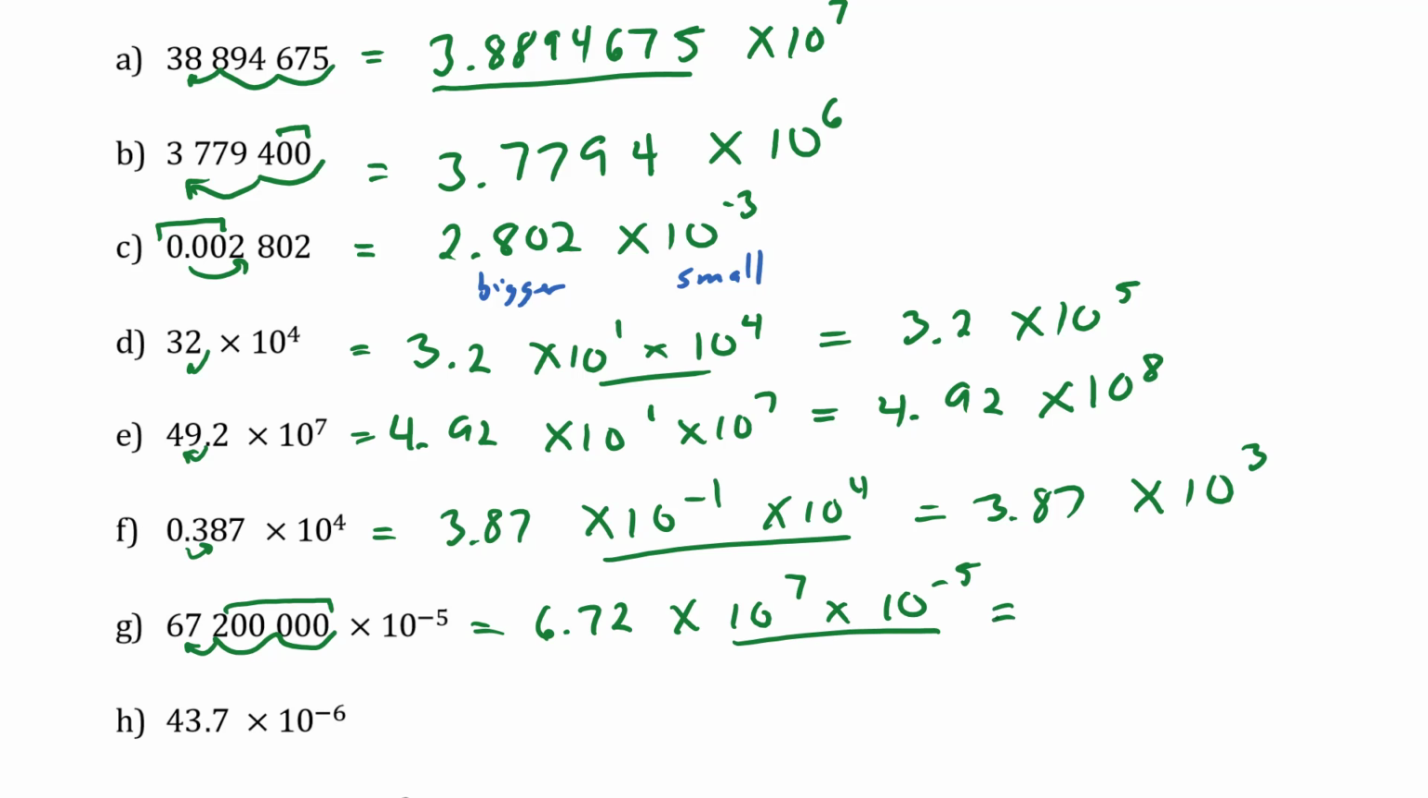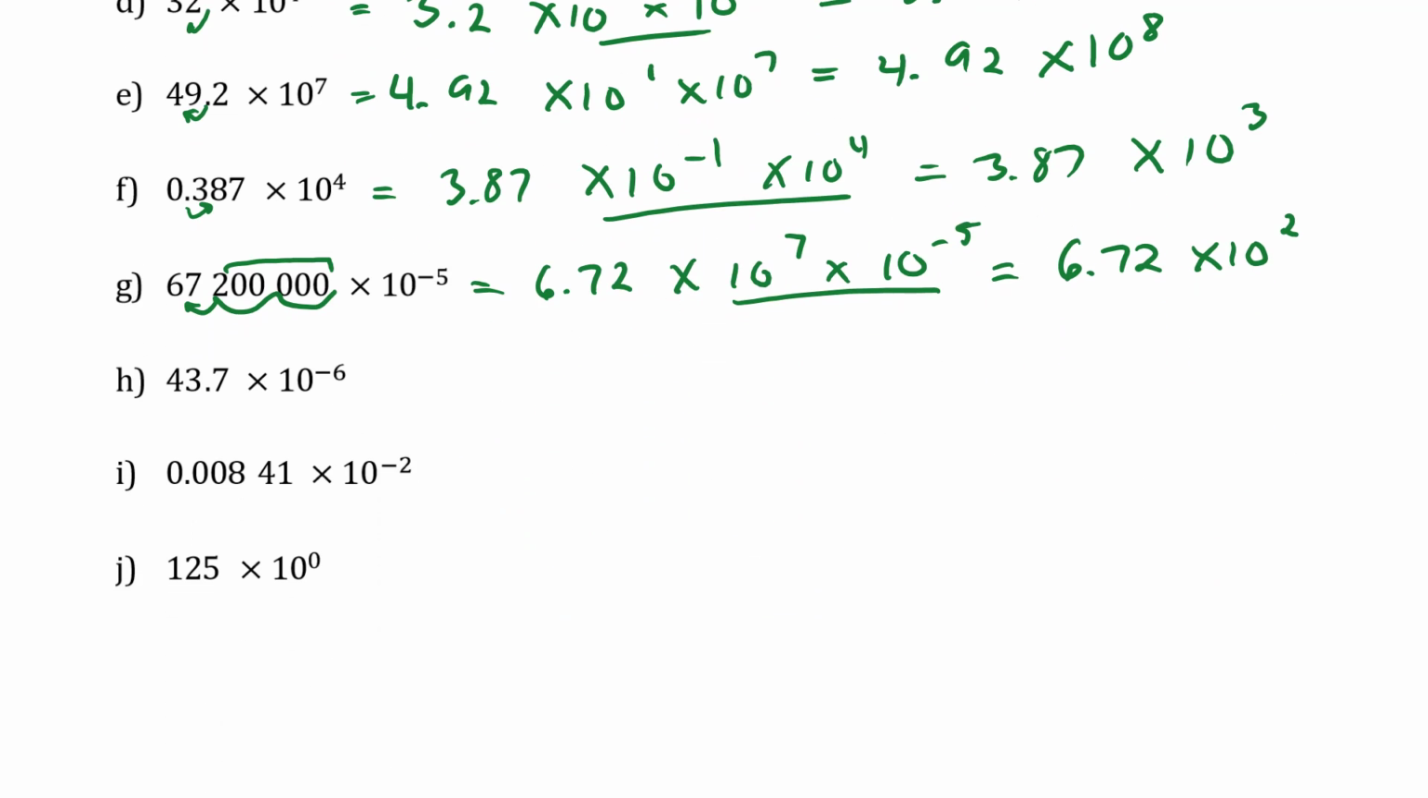Now I combine those together. 6.72 times 10. Same base, multiplying, so I add the exponents together. 7 plus minus 5 is just 2. Last three problems here. Move the decimal place over 1. 4.37 times 10 to the positive 1 times 10 to the minus 6. Combine those together. 4.37 times 10. 1 plus minus 6 is minus 5.